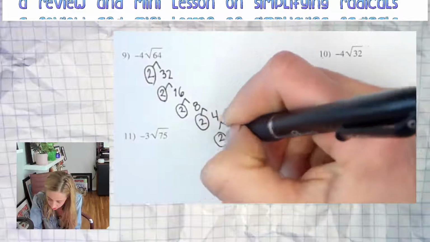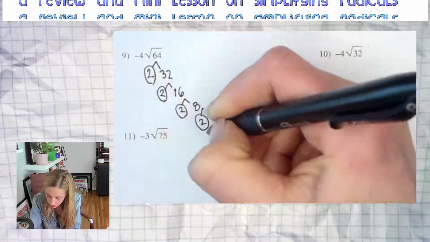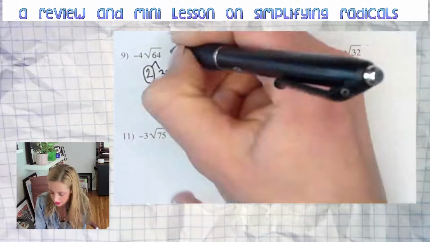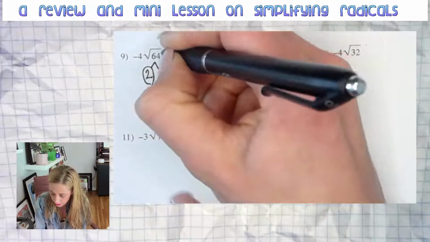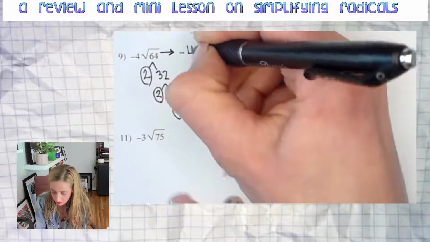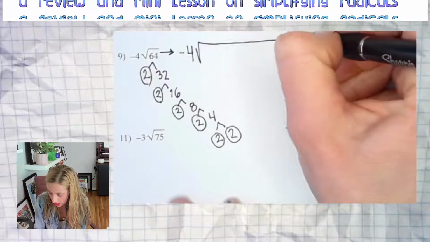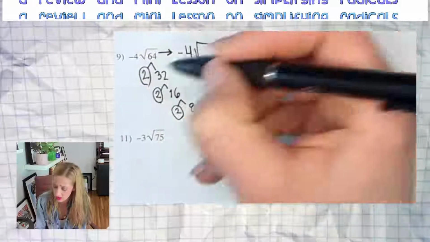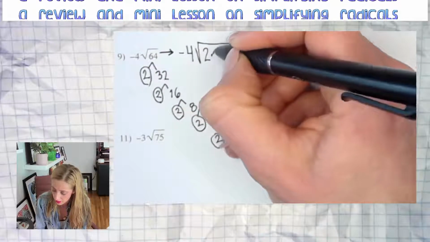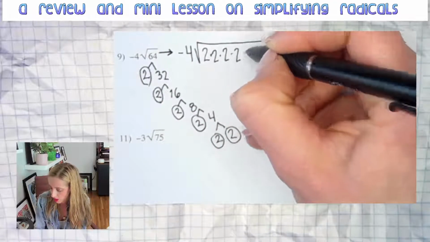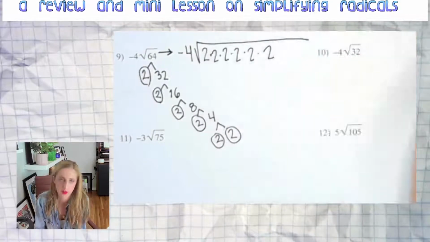Another 2, 2, and 2. 1, 2, 3, 4, 5, 6. There's 6 of them. So next step, -4, just hanging out front. That's already there. And that's 64. If I really use some x-ray vision, 2 times 2 times 2, that's 3 of them. 4, 5, 6 of them.